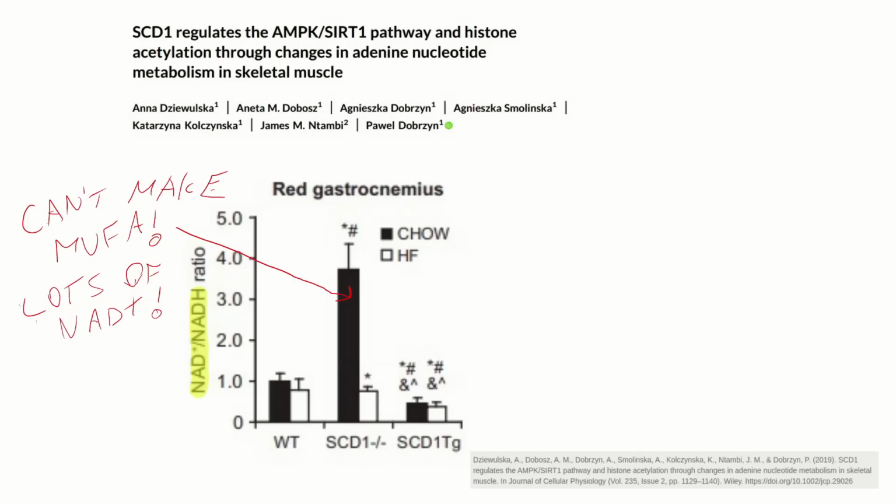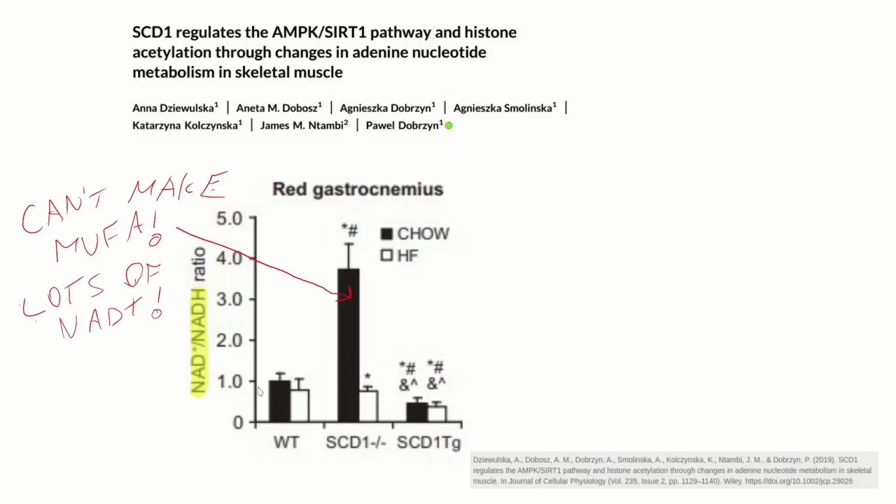This is another paper by James Ntambi. This is really fascinating. So this is in mice, and what they're looking at is the NAD. This time the ratio is upside down. It's the NAD plus to NADH ratio. It can be written either way. Sort of annoying, but that's what it is. And so in this case, we want the ratio to be high. That means there's lots of NAD plus and there's not too much NADH.